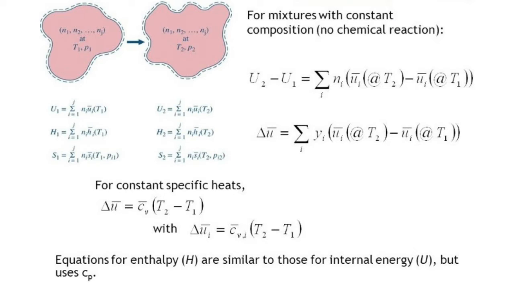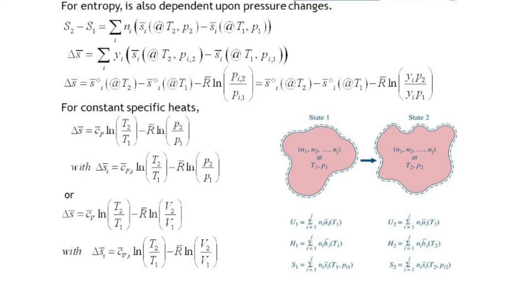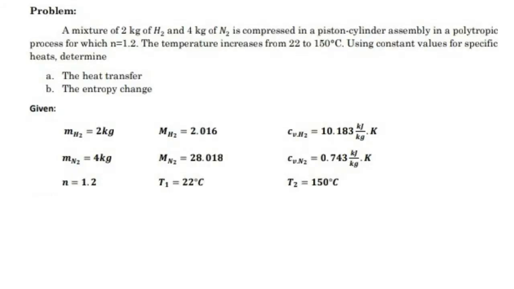The change in internal energy and enthalpy of the mixture per mole of mixture is given by this equation. For entropy, it also depends upon pressure changes. Therefore, it is S2 minus S1. By using the ideal gas table, we can evaluate the entropy change. Assuming constant specific heats, we can determine the entropy change of the mixture and the components of the mixture, which is represented by delta s. So we have here a sample problem.